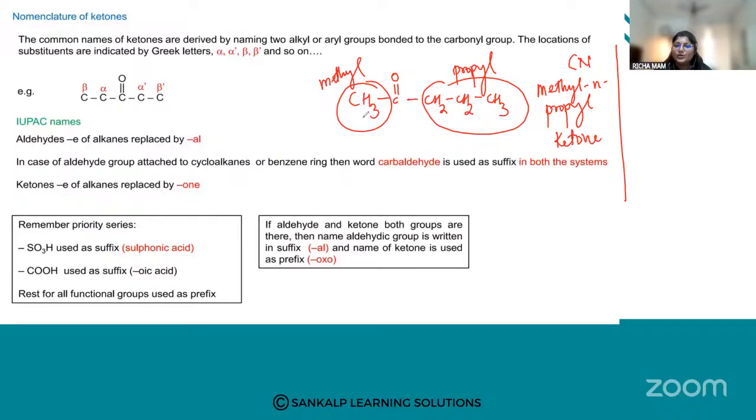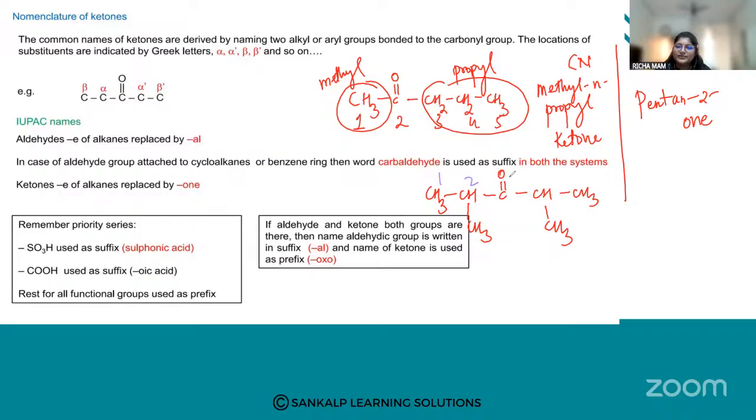IUPAC name: count the number of carbon atoms, 1, 2, 3, 4, and 5. So it is pentane, with the one at the 2 position: pentan-2-one. Then take one more example: CH3 CH CH3, then C double bond O, then CH, CH3 and CH3. Name this compound now.